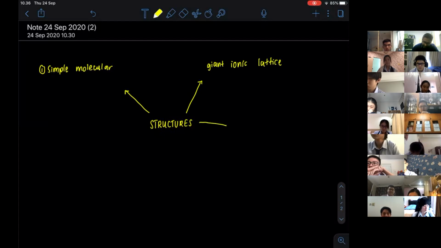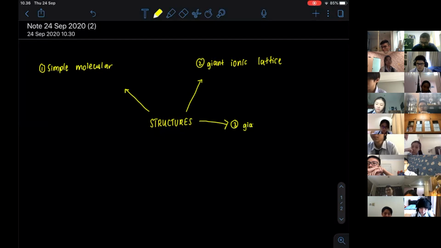Okay, Wilson. Giant covalent. Okay. I think when I was teaching, it's actually giant molecular, not covalent. Okay, giant molecular, but it's actually the same meaning. Giant molecular structure.